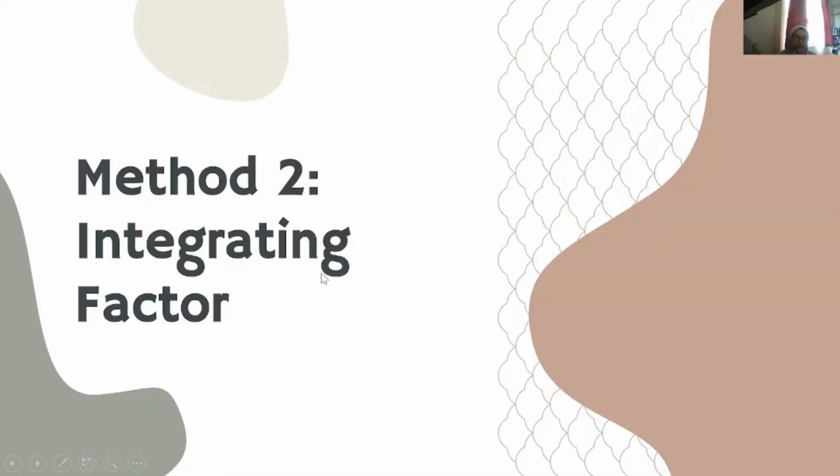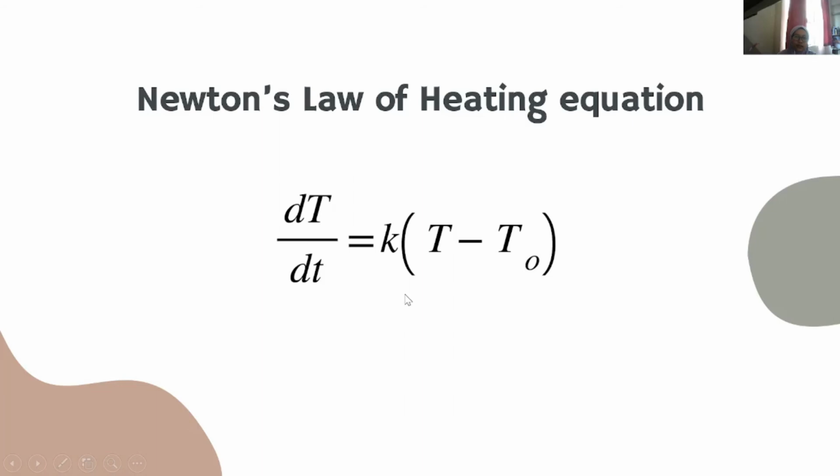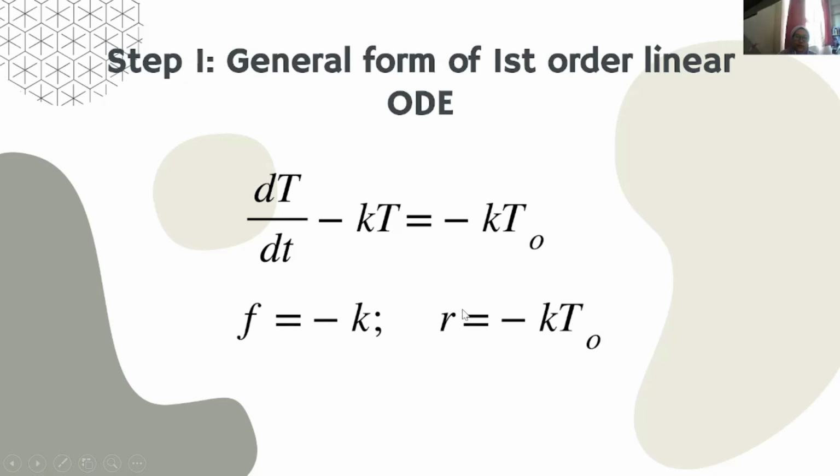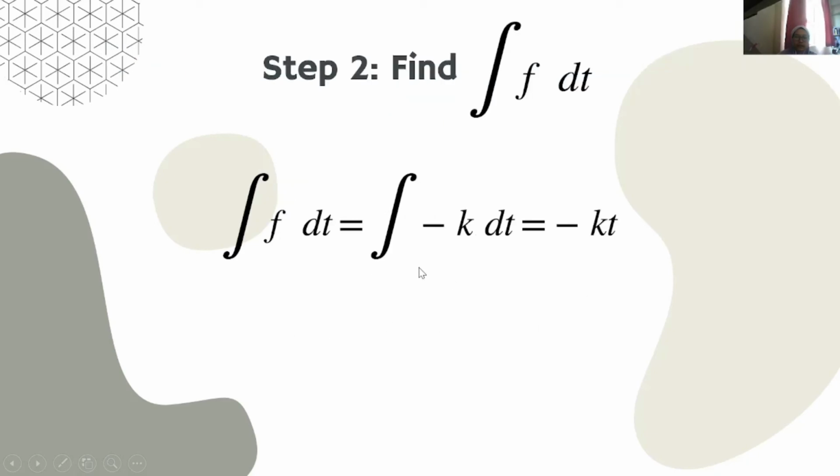Method 2, integrating factor. So we know that Newton's law of heating equation is change in temperature over change in time equal to K times temperature minus initial temperature. So we transform Newton's law equation into the general form of a first order linear ODE. We get change in temperature over change in time minus K temperature equal to minus K initial temperature. So we know that F equals negative K and R equals negative K T naught. So step 2, find the integral of F dt. So we get negative KT.